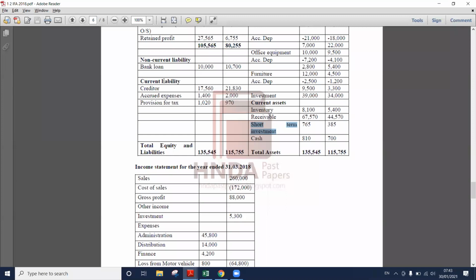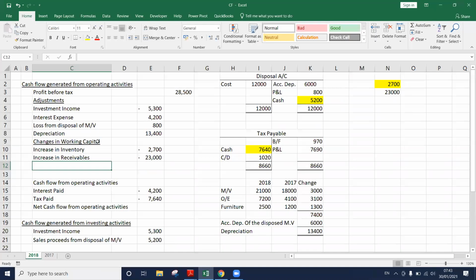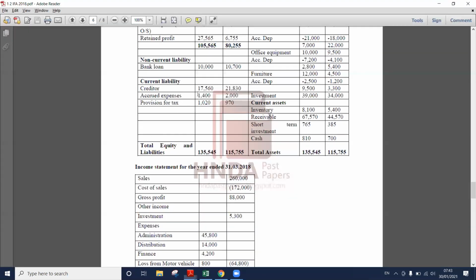Then we can move to current liabilities. Creditors. What has happened to creditors? The creditor amount has decreased. Decrease in creditors. By how much have the creditors decreased?